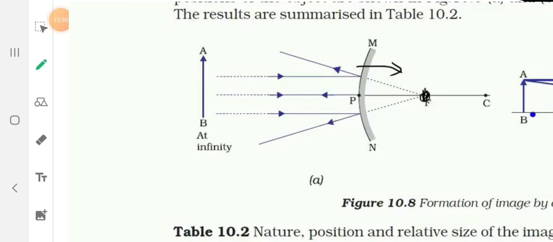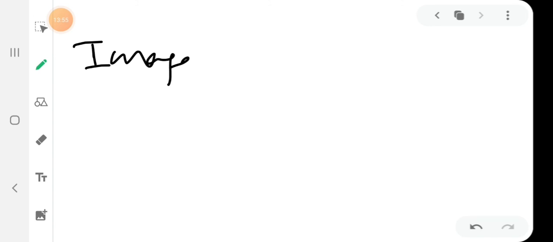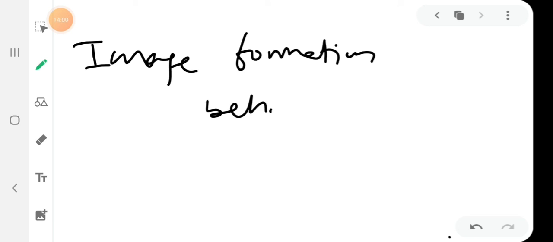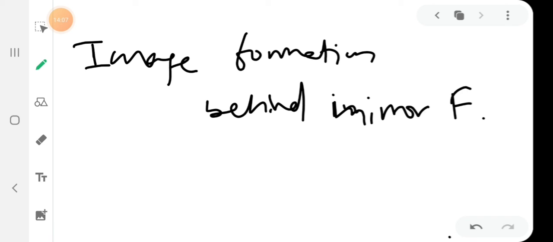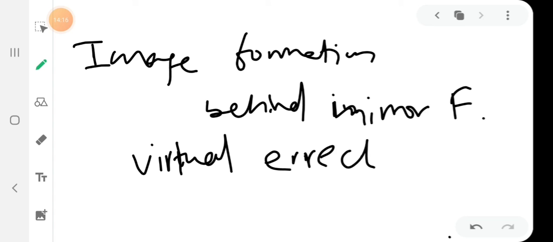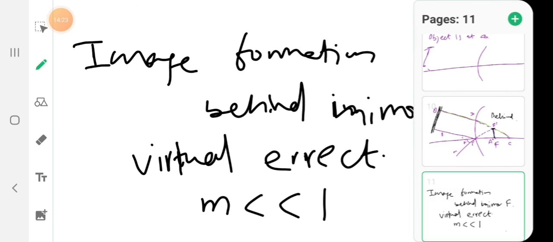The conclusion is that the image formation takes place behind the mirror at point F or at the focus. And the second thing, this image is virtual, it is erect, and one more thing, it is highly diminished. It means the magnification might be very very less than 1.